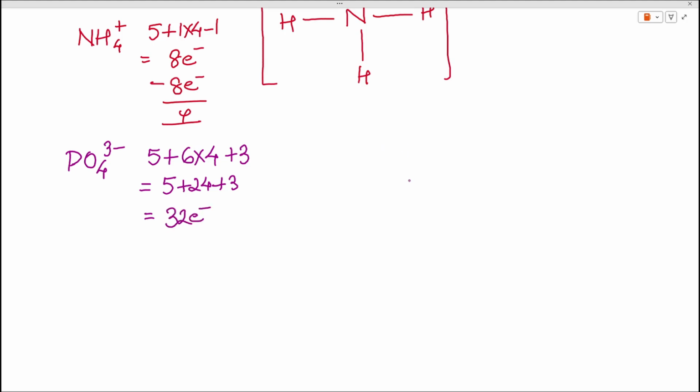Now let us try drawing the structure. So here again, phosphorus has to be placed in the center because phosphorus can expand its octet and it can make a total of 5 bonds, and oxygen can only make 2. So phosphorus comes in the center and we have to place 4 oxygens around it. Now we'll draw at least 1 bond between each one of them. By doing this, we have used a total of 8 electrons. So 32 subtract 8 gives us 24 electrons.